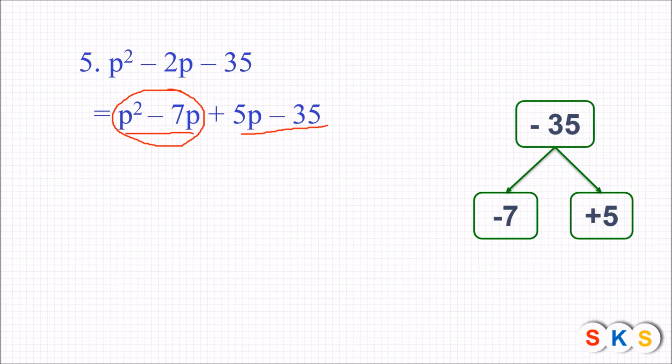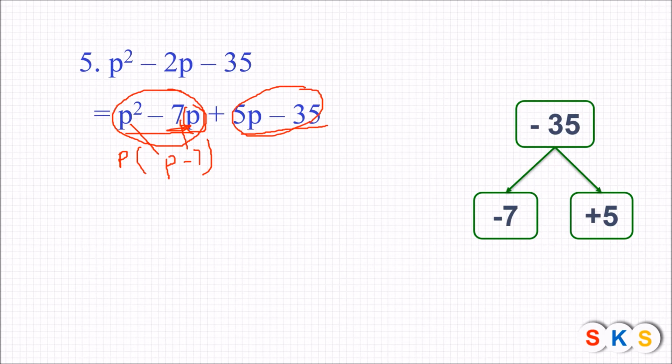between these two terms. What is common between p square and 7p? P is common because p square means p into p, and 7p means 7 into p. So common here is p. If I take p as a common, what will be left here? One of the p will be left because p square means p into p. And 7p means 7 into p, so I have taken p as a common, so what will be left here? Minus 7, correct?